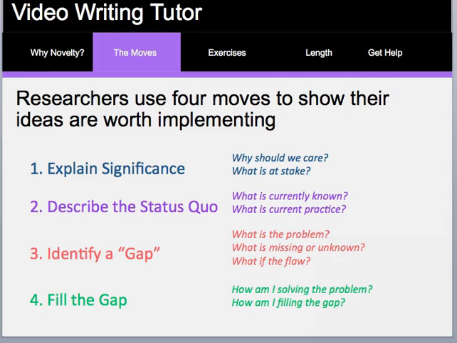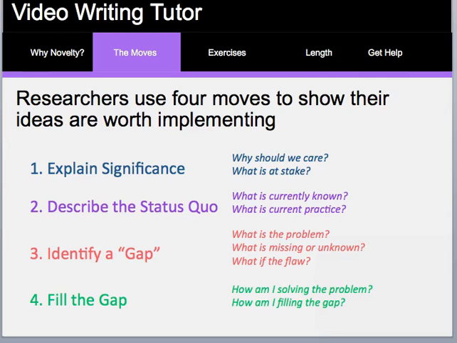Move number 2, describing the status quo. What is currently known? What are current practices? What's currently going on? What's the cutting edge? What are people talking about or doing right now? Move number 3 is absolutely essential and is often an overlooked move: identifying a gap. What is the problem? Is something missing or unknown? Has the field not been extended to a certain hotspot yet? Has there been work done, but it's flawed or limited in some way? So here we're making the case that there's something going on in the status quo that is problematic and needs to be addressed.